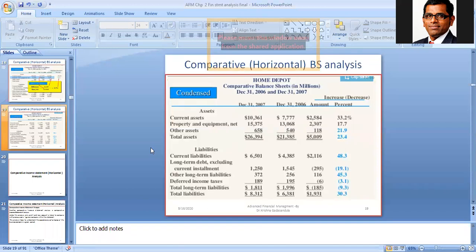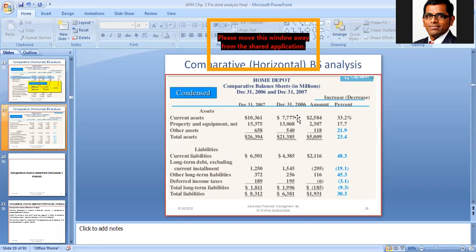Okay. Do you have any doubt regarding this percentage calculation? Just simply you take the difference amount by base year. Base year means previous year. So just simply calculate the percentages and you can give the interpretation.